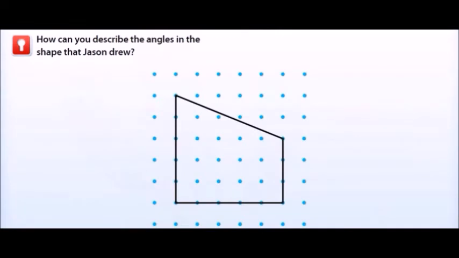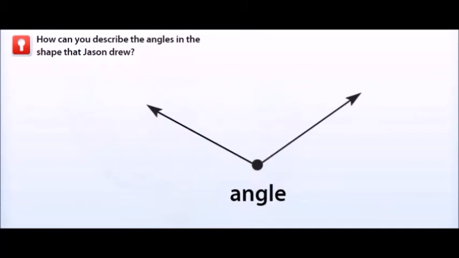Jason drew this shape on dot paper. How can you describe the angles in the shape that Jason drew? To solve this problem, you need to know what an angle is. An angle is formed by two rays that share an endpoint. Plane shapes have angles formed by two line segments that share an endpoint. The shared endpoint is called a vertex.